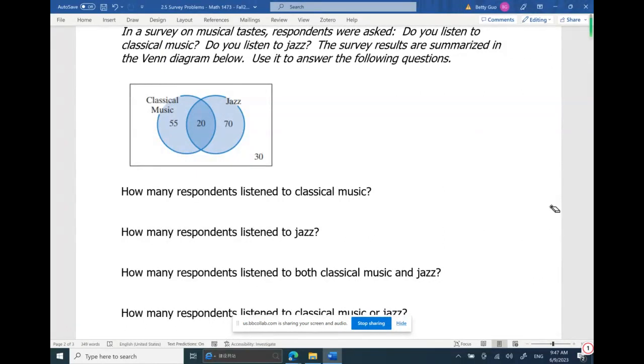And this circle on the left is the set of respondents who answered that they listen to classical. The circle on the right is the set of respondents who listen to jazz. Pretty simple Venn diagram. There's only 2 sets, 2 circles. First part, how many respondents listened to classical?